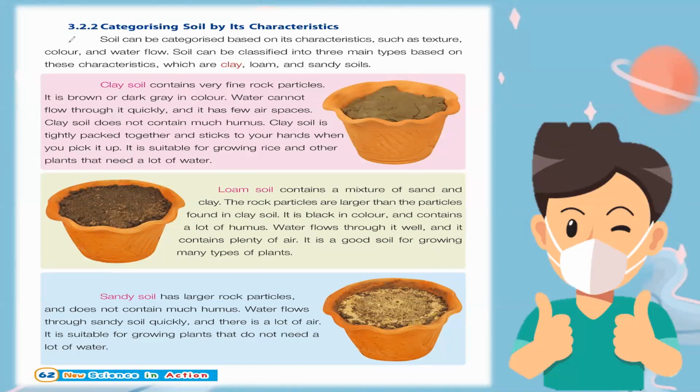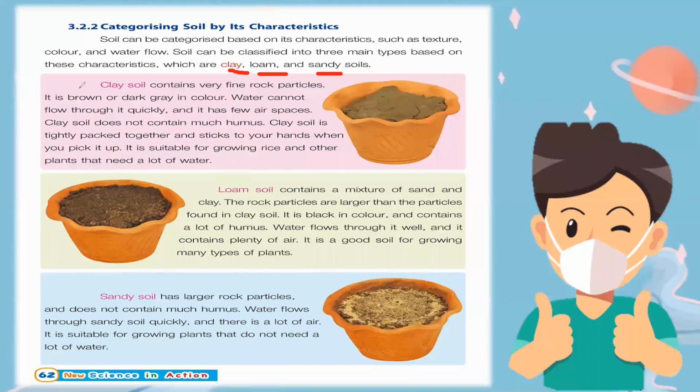Soil can be categorized based on its characteristics such as texture, color, and water flow. Soil can be classified into three main types based on these characteristics, which are clay, loam, and sandy. These three different types of soil have different characteristics, such as structure, texture, color, and water flow.